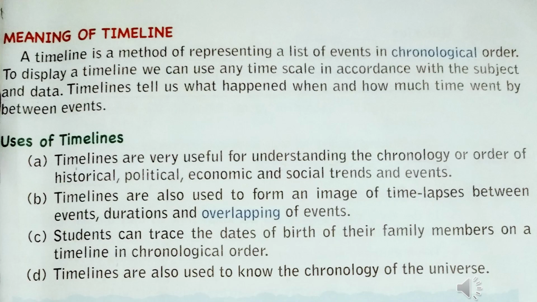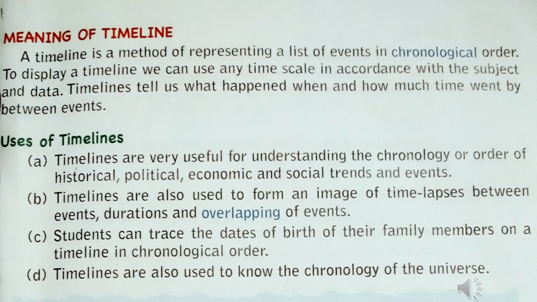Meaning of timeline. So students, now we will read the meaning of timeline. A timeline is a method of representing a list of events in chronological order. Chronological means arranged in the order in which the events happened. To display a timeline, we can use any time scale in accordance with the subject and data. Timelines tell us what happened, when, and how much time went by between events.